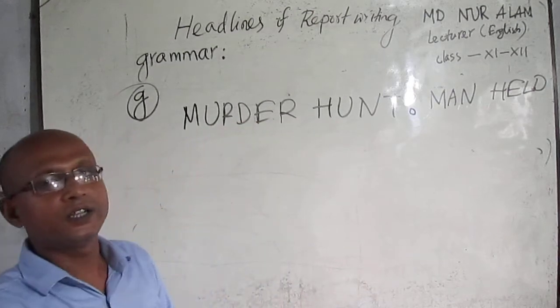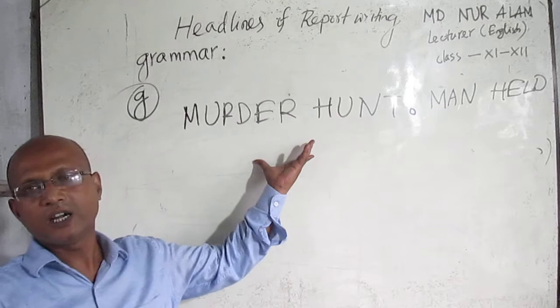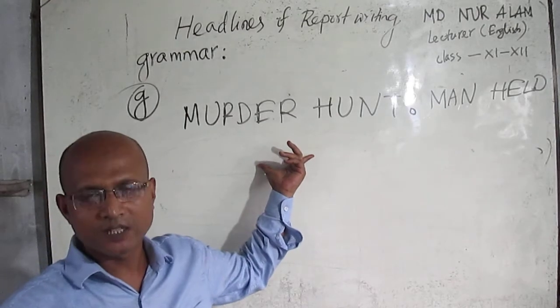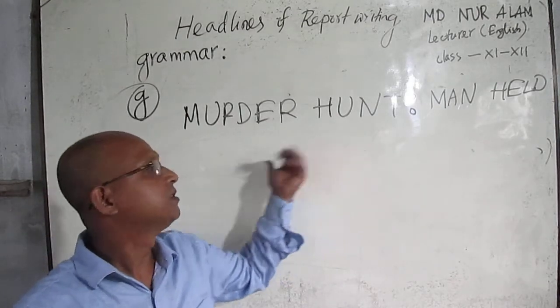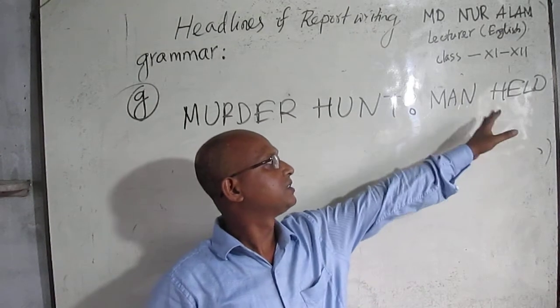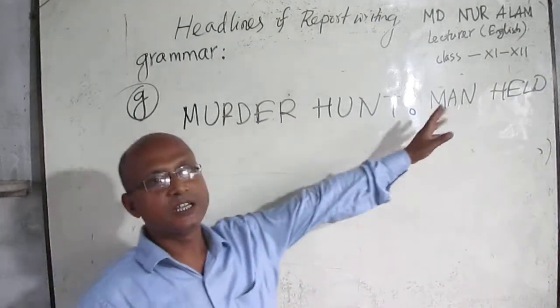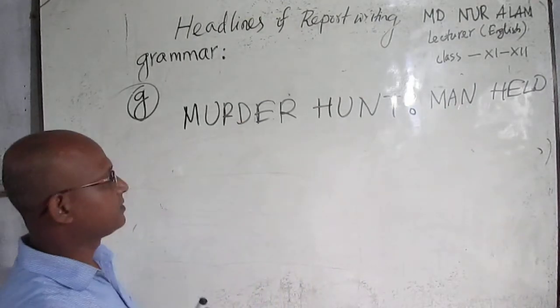Look at the headline. Murder hunt, man held. Murder hunt means hunt. You know, hunt is to look for someone or something, to search something. Murder is now killing someone or something. Man held. Man held means a man is being held by police.